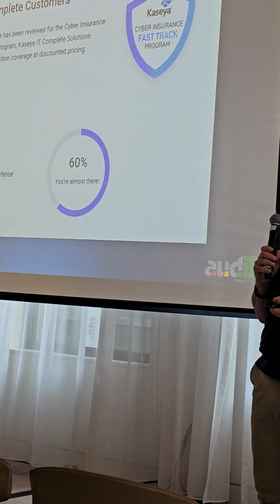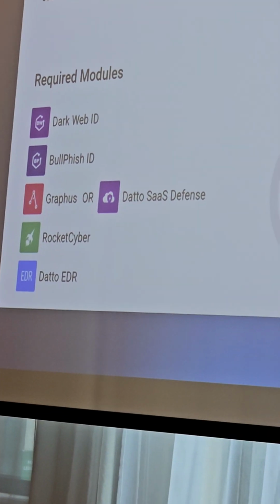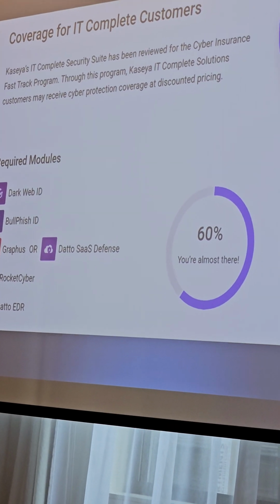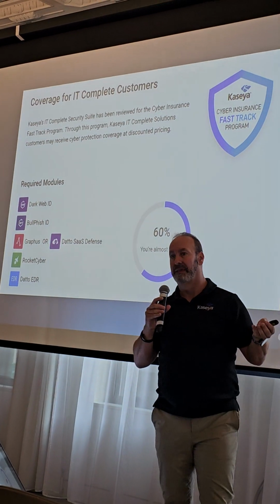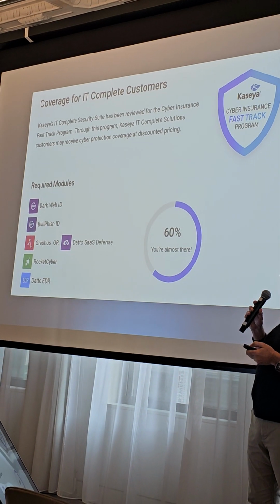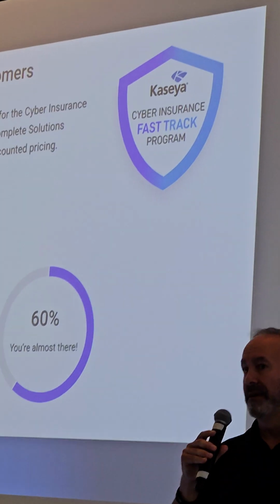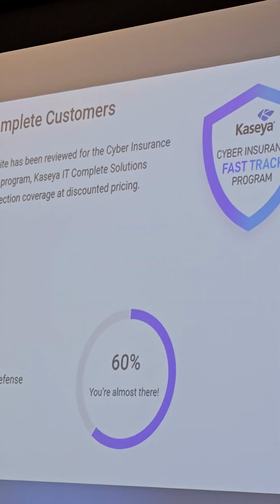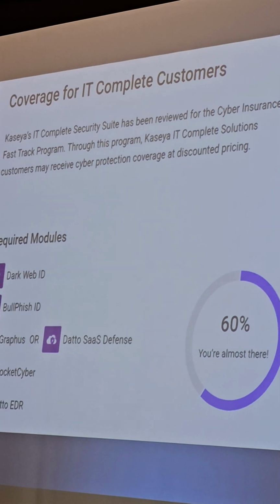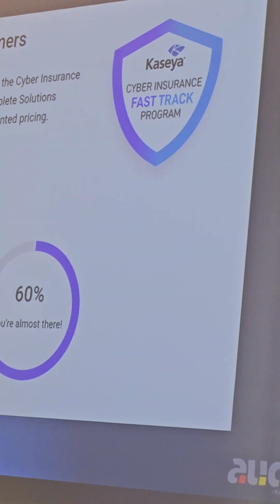Anyone familiar with the IT Complete Security Suite? If you haven't seen it yet, this is super cool. Kaseya has a deal that they've worked out with a national insurance provider for your clients and for you, that if your clients are on these 5 security items in the technology stack for security, and you have a choice, whether it's Datto, SaaS Defense, or Graphus, if they have all 5 of these, they get guaranteed coverage. I don't want to overstep, but I believe it's $1 million guaranteed with an optional $500,000 after that. And they could save thousands a year on their cybersecurity policy.